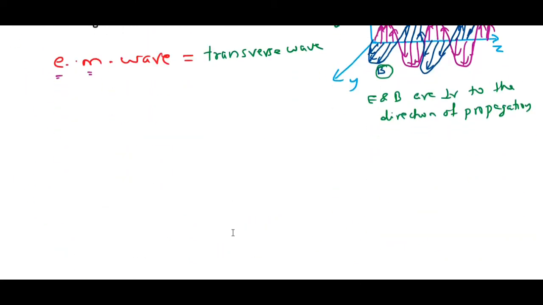So we conclude that a transverse wave occurs in two independent states of polarization.